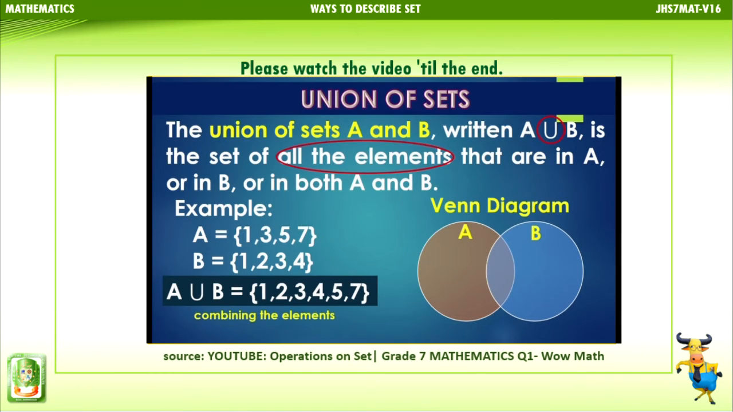So, set A and set B. So, since ang common nila ay 1 and 3, again, sabi ko kapag meron silang common elements, ilalagay natin siya sa gitna kung saan nag-overlap. So, si 1 and 3 ang common elements nila. Anong meron kay A na wala kay B? That is 5 and 7. And then for B, we have 2 and 4.